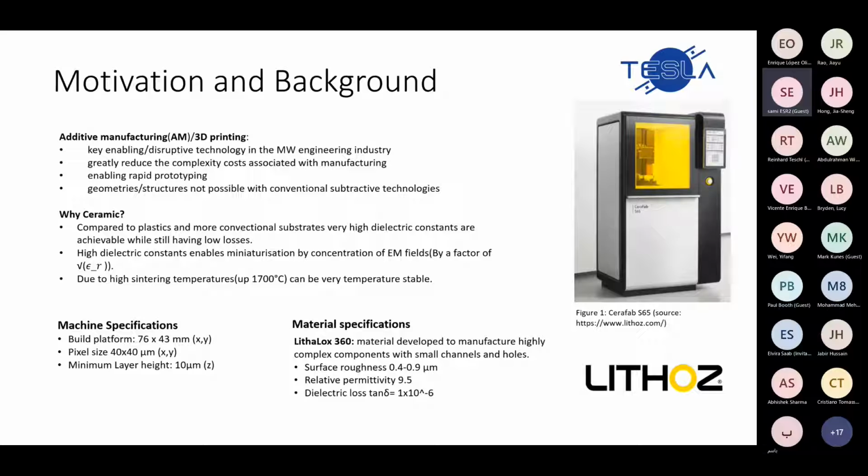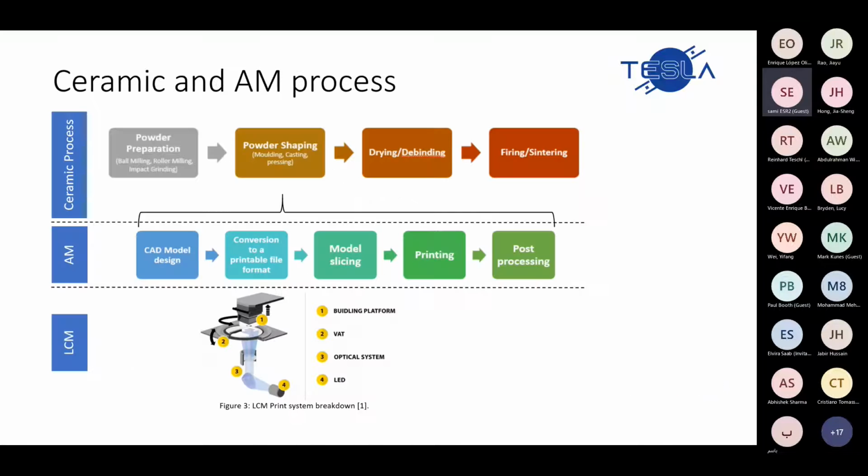At the bottom, there are some machine specifications and material specifications. The company that I worked with on this project is Lithoz. They are based in Vienna in Austria. And the material that was used is alumina with a dielectric constant of around 9.5, and it's very low loss.